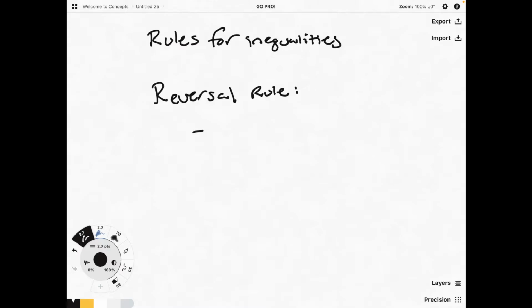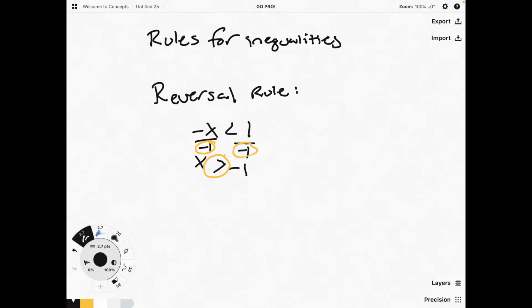If you have -x, which is less than 1, to solve for x, you would just need to divide each side by -1, and this becomes x, which is greater than -1. Because we divide by -1 on both sides, we need to flip this inequality sign. It went from -x is less than 1, to x is greater than -1.